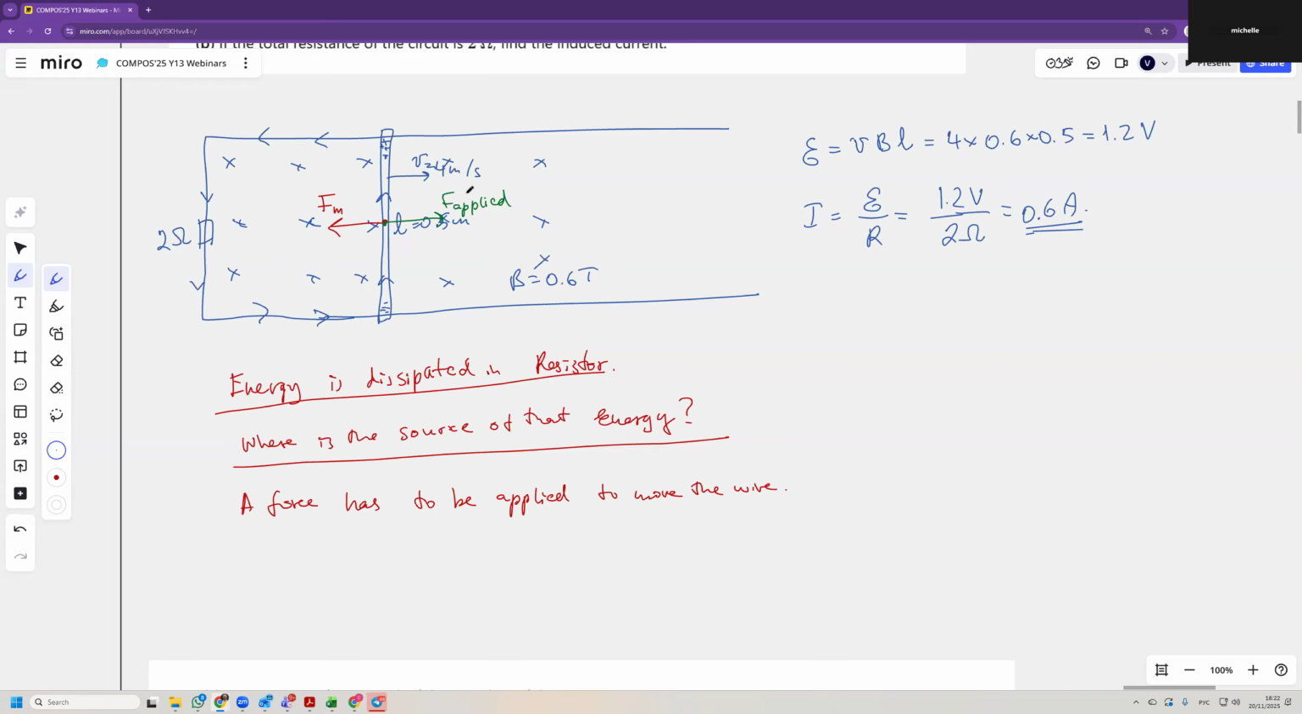So you're doing work. Work is being done by the applied force, and that's your source of energy. You're doing work, and that energy is dissipated through the resistor. So if you try to push a wire, you will feel resistance. You will have to apply force. It doesn't move on its own. Okay.